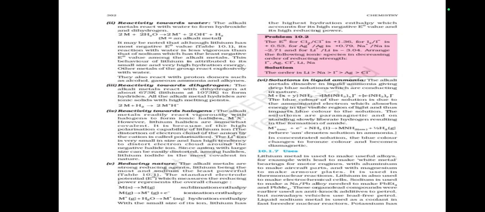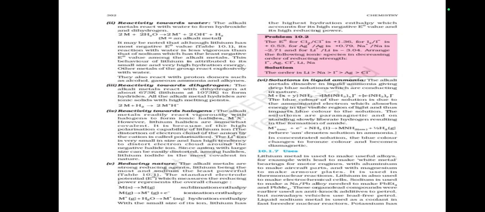The solutions are paramagnetic and on standing slowly liberate hydrogen, resulting in the formation of amide. M positive plus e negative plus NH3 gives M positive NH2 negative plus half H2. In concentrated solution, the blue color changes to bronze color and becomes diamagnetic.